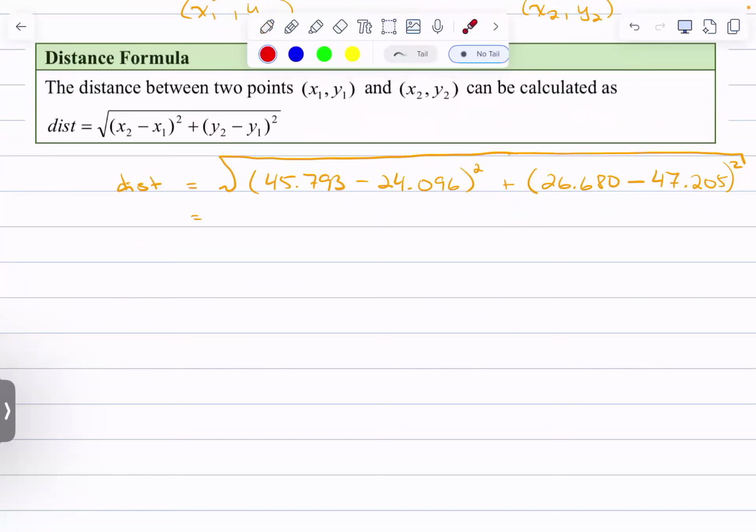And again, I'm going to break down the subtraction, square it, and then break it down into a couple of steps. If you want to skip to the end, that's fine. In your work, you don't have to show it all. But if you want part marks, if you did something wrong along the way, the only way to get that is by showing your work. 45.793 minus 24.096 squared is 470.7598.